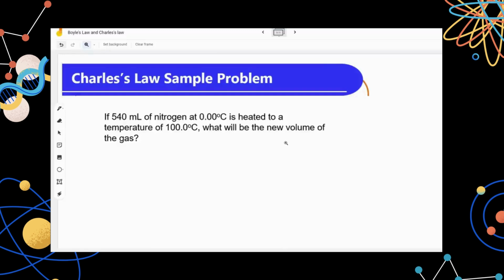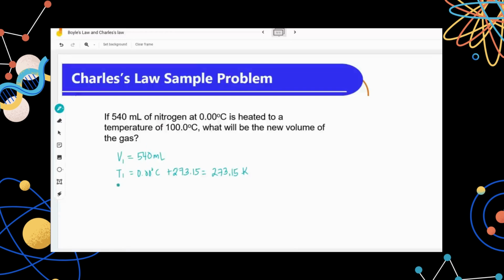So if a 540 ml nitrogen at 0 degrees Celsius is heated to a temperature of 100 degrees Celsius, what will be the new volume of the gas? Okay, so let's write the given. 540 ml, that is volume. And then the temperature at that volume is 0 degrees Celsius. So para maging Kelvin yan, we add 273.15. So that would be 273.15 Kelvin.